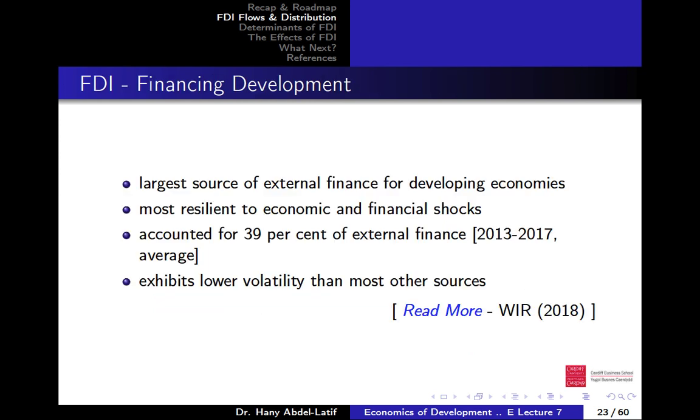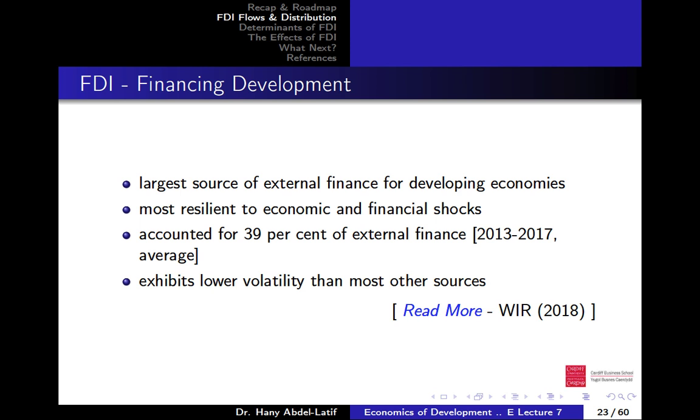So it's interesting to see this. Just to summarize what we saw in both graphs, FDI is the largest source of external finance for developing economies. And also, by the way, FDI is relatively more resilient to economic and financial shocks compared to other sources, okay? Because when an investor moves to a foreign country, they invest in assets, they build factories, they take equipment, they take experts. So it's a large investment. It's not really easy to make a decision to relocate or to leave, and it might come with significant losses. So it shows some resilience to economic and financial shocks.